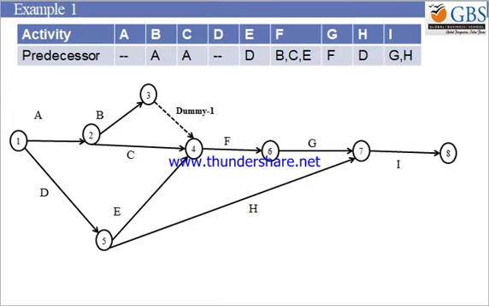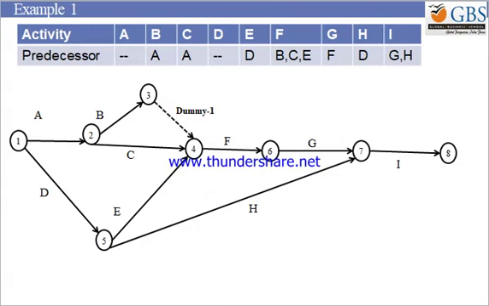Just now we have solved this particular example. If I'm going to talk about the forward pass, look at the paths. It goes from A to B, B to F, F to G, G to I. Another path is A to C, C to F, F to G, G to I. The third path is probably D to E, E to F, F to G, G to I. And the last possible path is D to H, H to I. These are all forward passes.